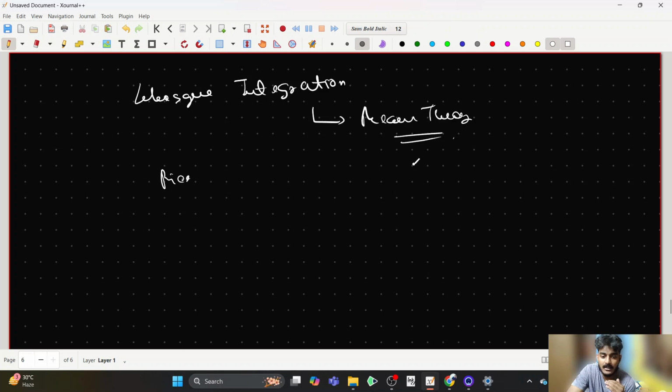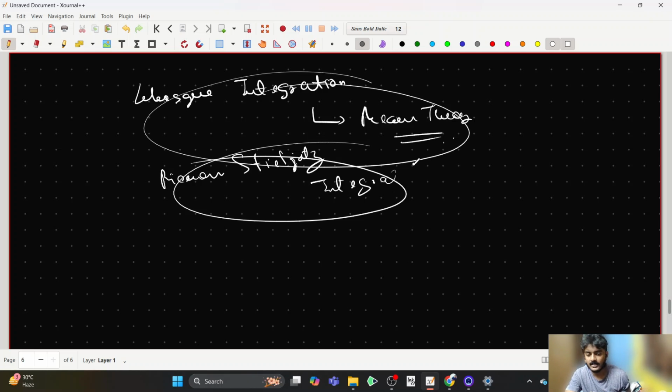what we call the Riemann Stieltjes integral. I think this is the way of pronouncing it. Yeah, the Riemann Stieltjes integral. So these are some general notions of Riemann integration. These might be covered in some other sessions, but this was all for this session.